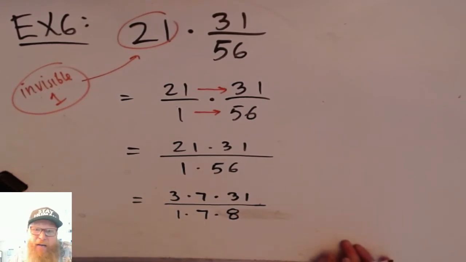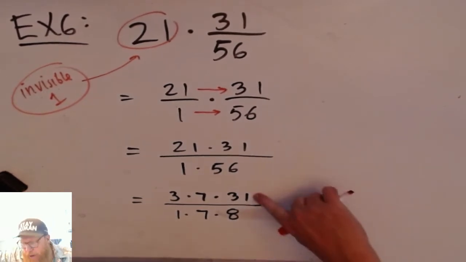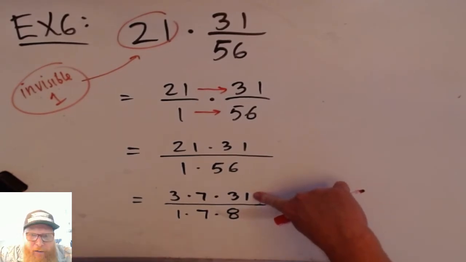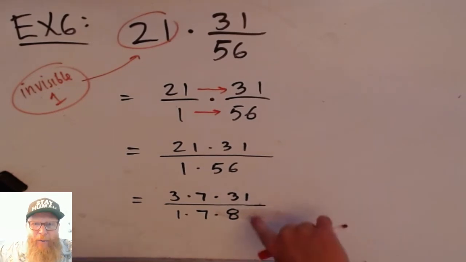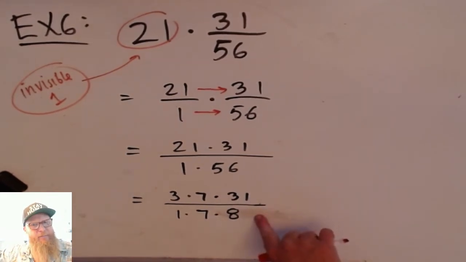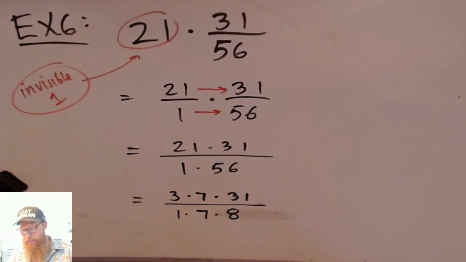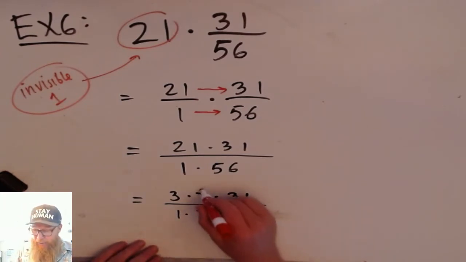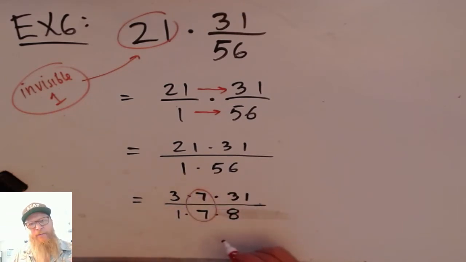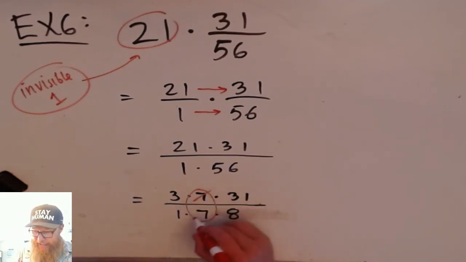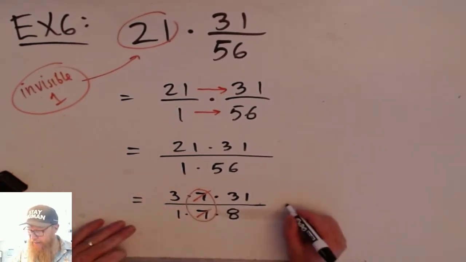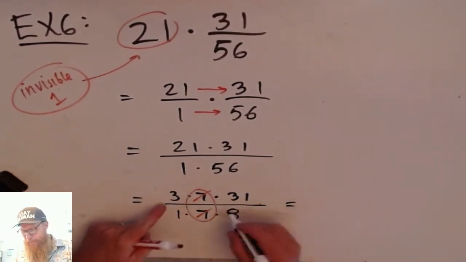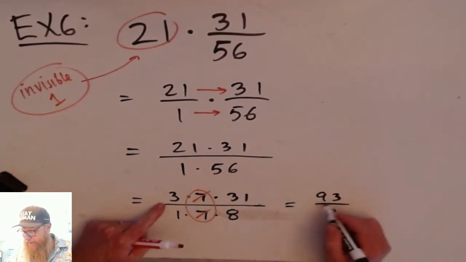How do I know I don't have to go 2 times 2 times 2? Well, because there are no 2's in the numerator. If there were any 2's in the numerator, then I would have to go 2 times 2 times 2 times 2, or 2 times 2 times 2. It looks like I'm only going to get 1 common factor, so that cancels off. That becomes a special form of 1. And then our final answer, I'm running out of room, so I'm going to move over, is 93 over 8.